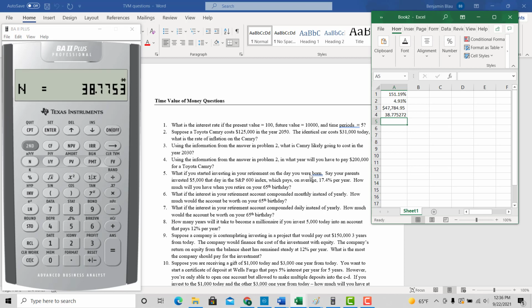We'll answer these questions for you, and as we go through these questions, what's going to happen is we're going to get more familiar. For instance, in problem 1, we calculated R. In problem 2, we calculated R. In problem 3, we calculated future value. And in problem 4, we calculated the number of time periods.